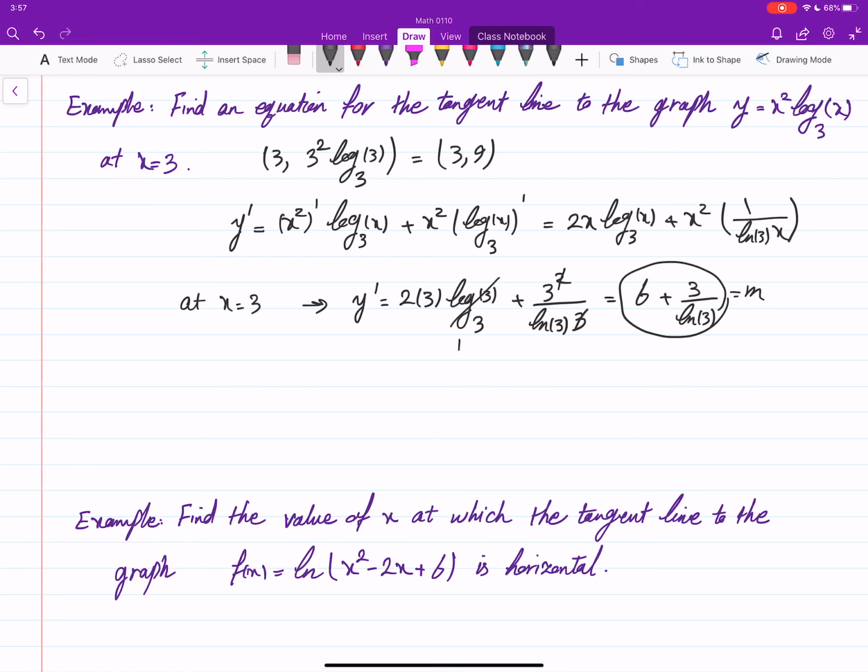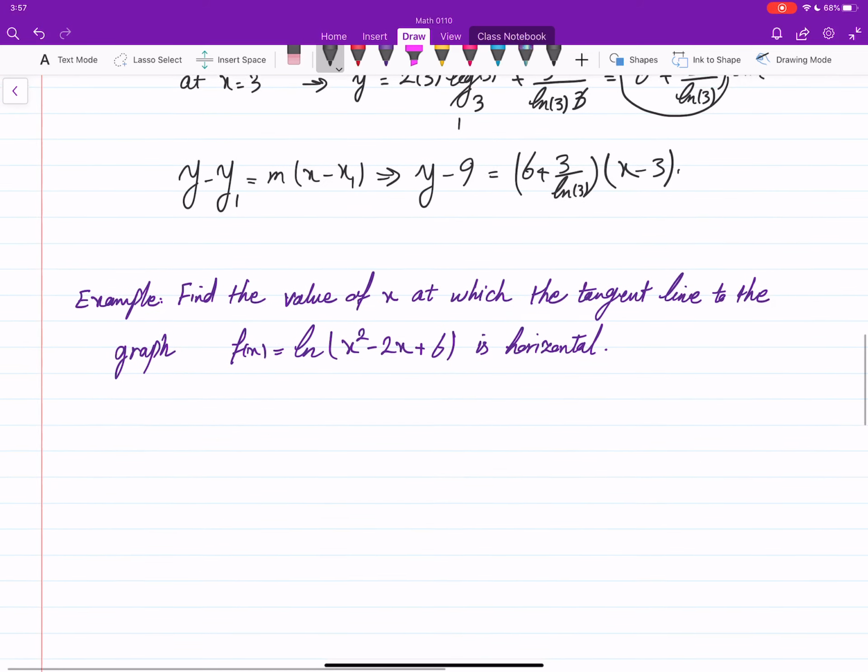is this, and then y minus y1 equals m times x minus x1 is the equation. Y minus 9 equals 6 plus 3 over ln 3, this is m, times x minus x1. X minus 3. So you can simplify, but I'm just going to leave it like it is. Okay.